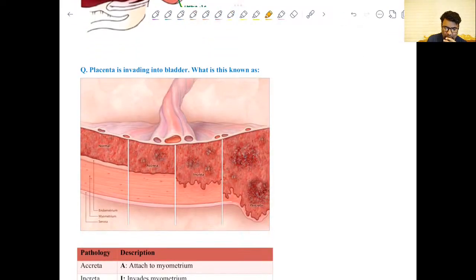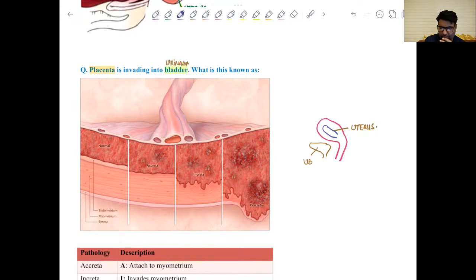Now there is one more question, and here the placenta is invading into the urinary bladder, right? So this is the urinary bladder. If you know the anatomy of the uterus, suppose this is the uterus, something like this, the urinary bladder is in front, something like this. So this is the urinary bladder and this is the uterus. Now normally what happens, the placenta is limited only to the endometrium.